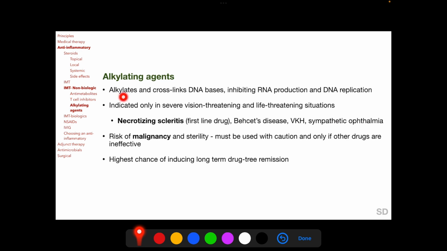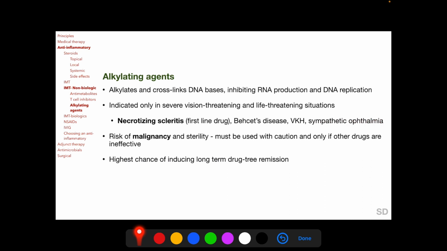Alkylating agents alkylate and cross-link DNA bases, thus inhibiting both RNA production and DNA replication, and they are indicated only in severe, vision-threatening and life-threatening situations. In necrotizing scleritis, alkylating agents are considered as first-line drug, and alkylating agents may also be required in recalcitrant Behçet's disease, VKH and sympathetic ophthalmia.